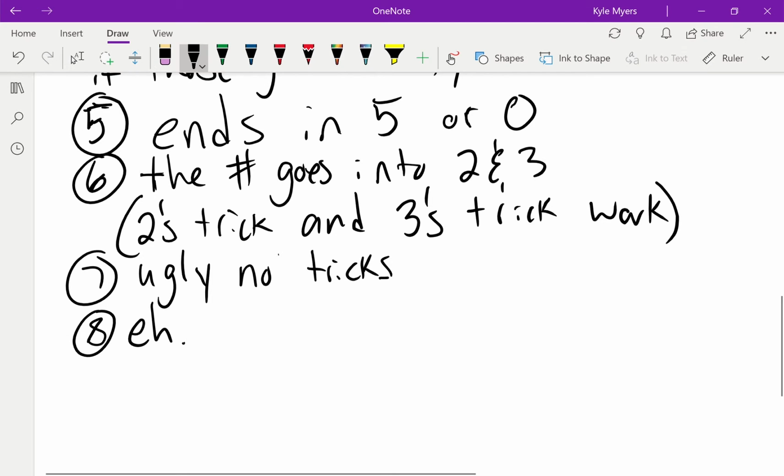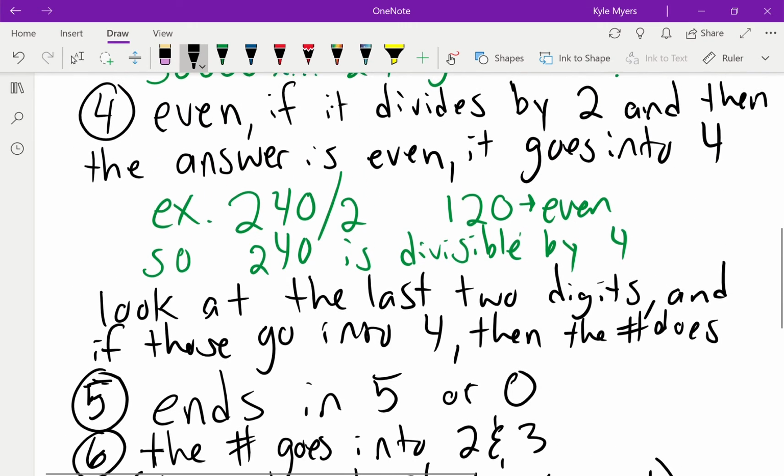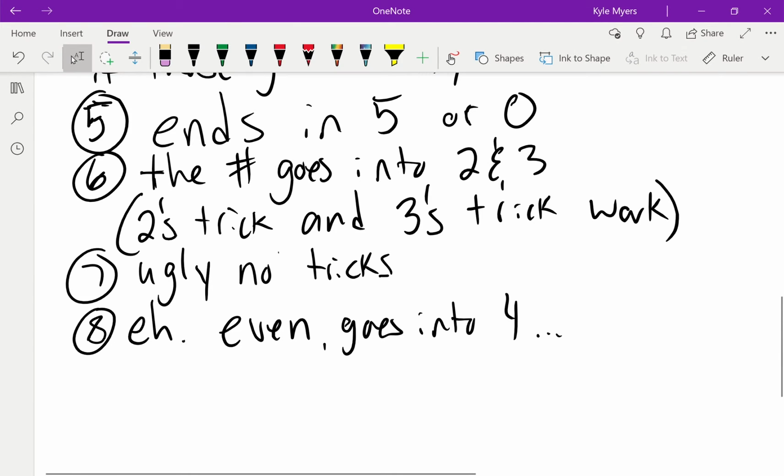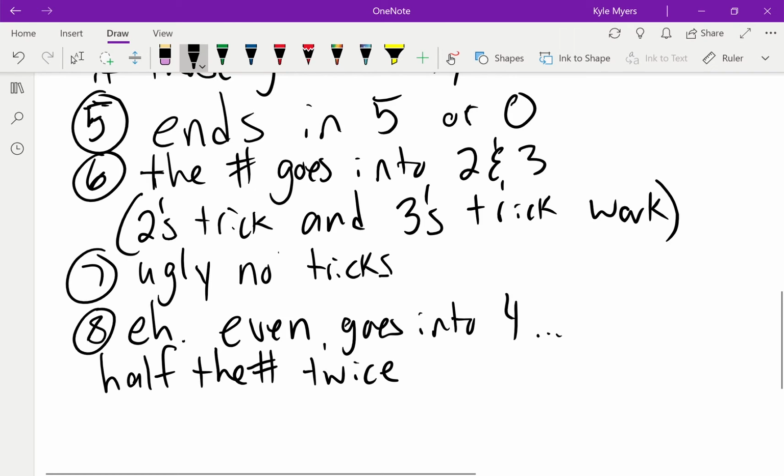I'm going to put for that one because it has to be even, right? And it obviously has to go into 4, right? But it has to go in again. So the only trick really for 8, if we look back at 4, we saw that you can divide it by 2 and then the answer is even. Well, here we can say divide by 2 or halve it. You can take half the number twice, right? So take half of the number and then take half again, divide it by 2 and then divide it by 2 again, or just divide by 4 if you already know what that number divided by 4 is.